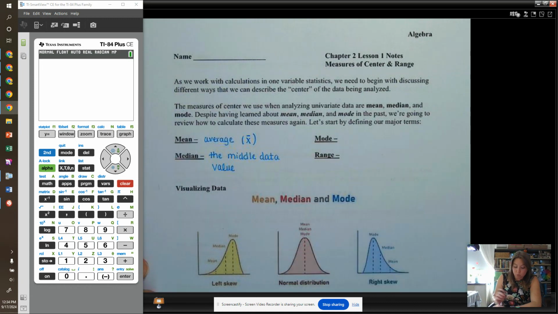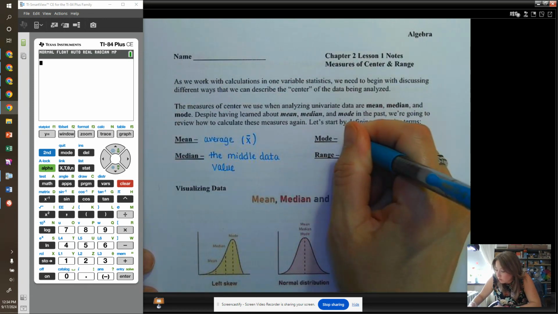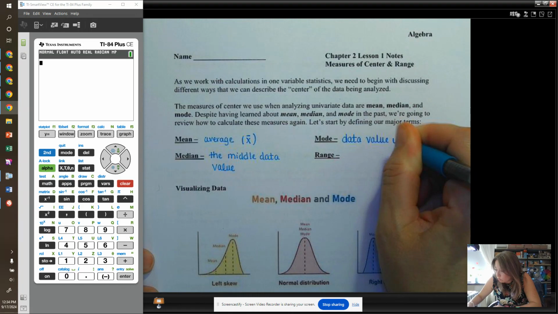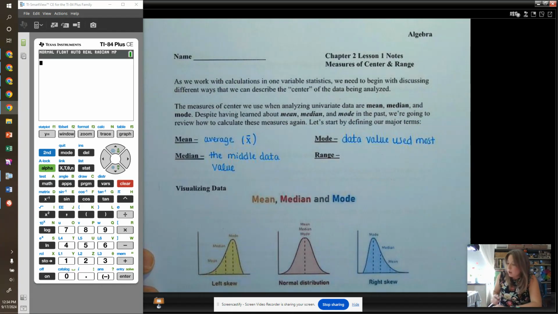Whereas the mode is the data value used most. As we talk about the mode in its specific section, we will find that you could have no mode, you could have multiple modes, you could have one mode, and it all depends on the data set that we have.